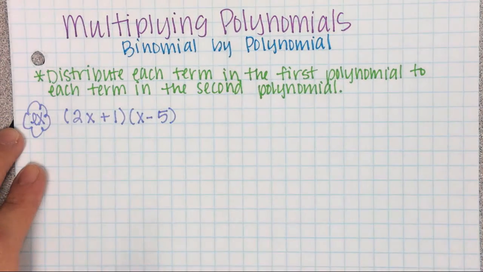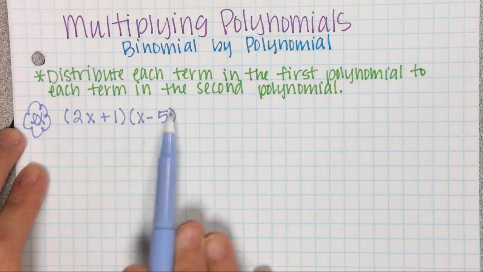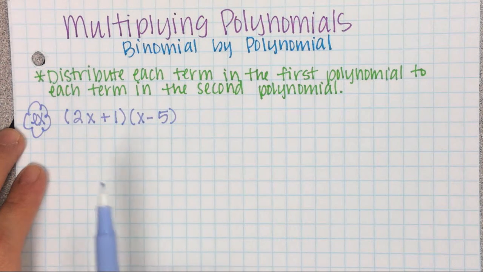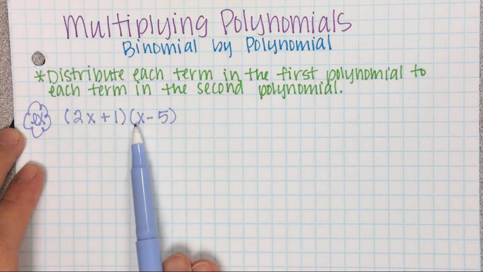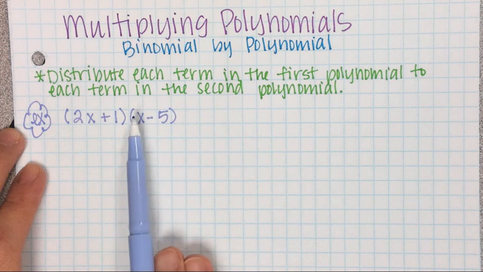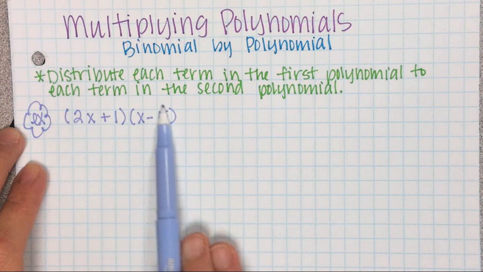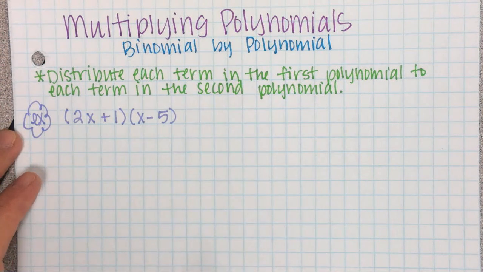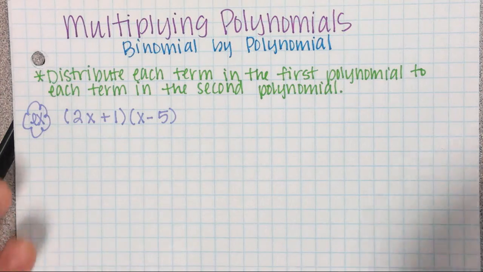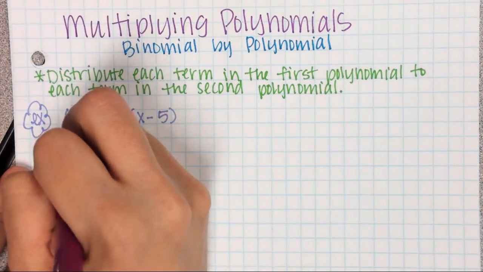So you'll see the difference here is that we have two terms times two terms. It's no longer just one term to distribute. What we have to make sure is that 2 gets multiplied with x and negative 5, and that 1 gets multiplied with x and negative 5. So everything here needs to be multiplied by everything here. So again, two different methods of doing this. Choose your favorite. The first one we're going to call the box method.